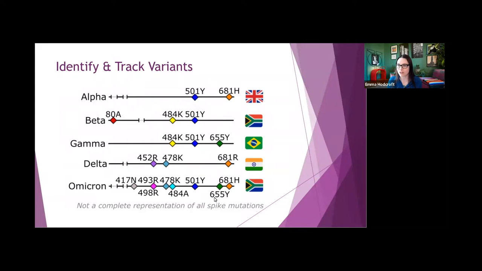And this of course is not just true, I'm just showing the variants of concern here, but it's also true for the variants of interest and for the many, many lineages that exist now and have existed in the past that scientists keep an eye on or monitor and then decide are not really concerning.